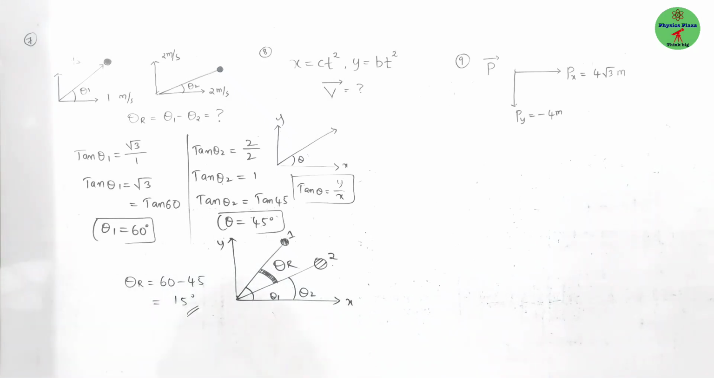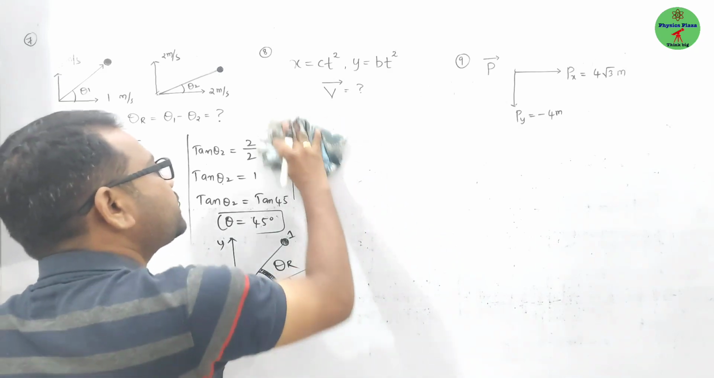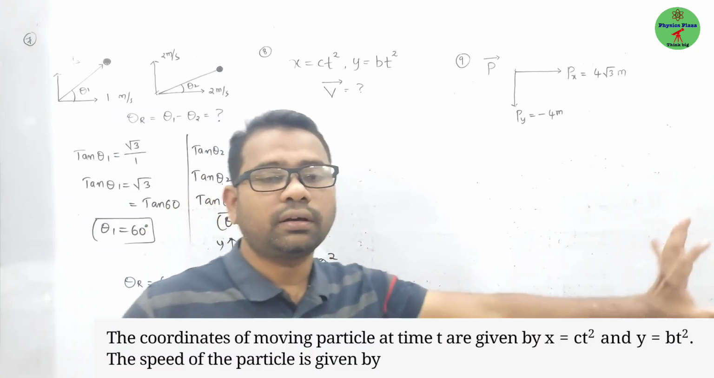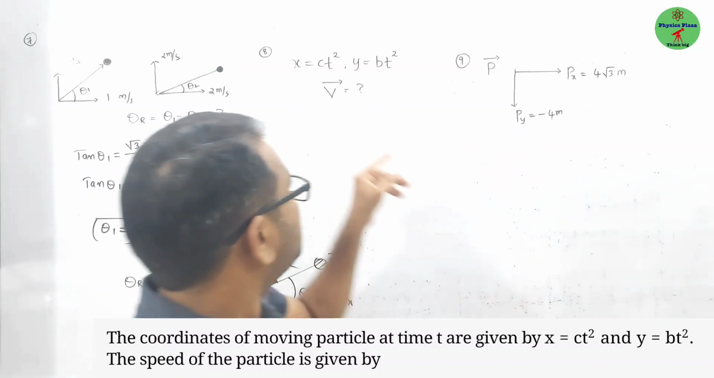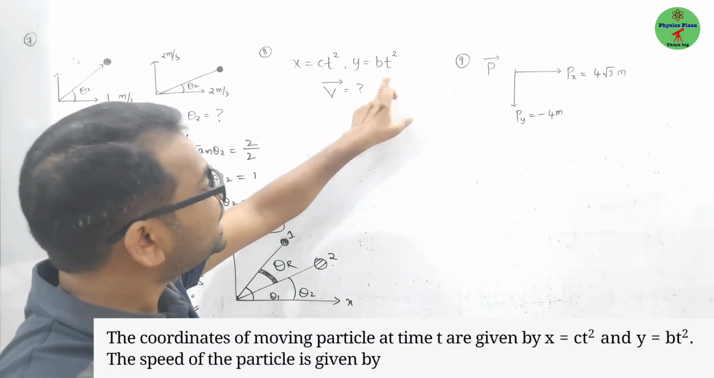Children, I need a space here. Can I erase this part at least with your permission? Yes, okay, fine. Now, a particle is moving with some velocity. After time t, children, its x component is ct square, y component is bt square.